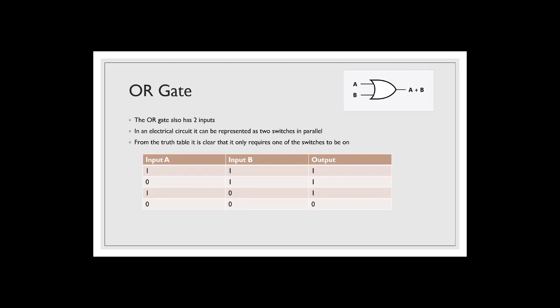It can be represented as two switches in parallel, meaning only one of them has to be activated for the output to be one, and if both switches are open, then the output will be zero.